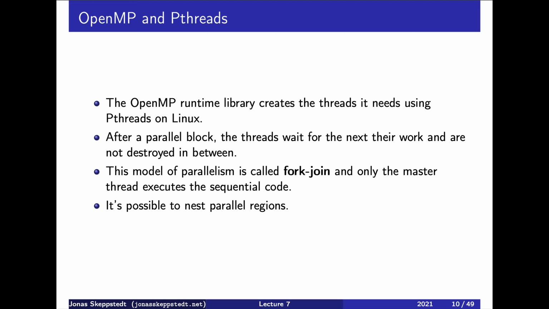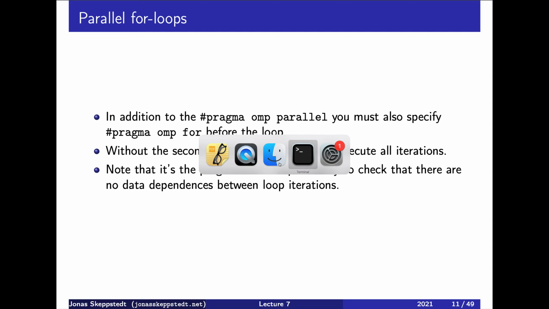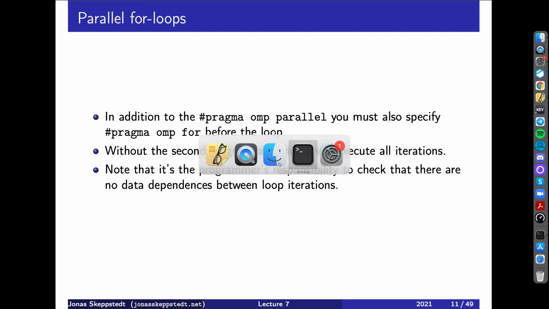I mentioned this already, namely that the threads are created and then they wait until the next parallel section, and then they do that, and then they wait until the master thread reaches the next parallel section. And we can also have nested parallel parts. So we will next see what happens when we run a for loop in parallel, and let's do that and see which mistakes can be made.